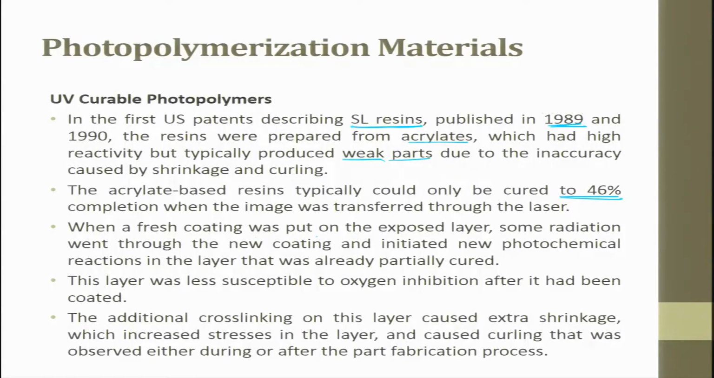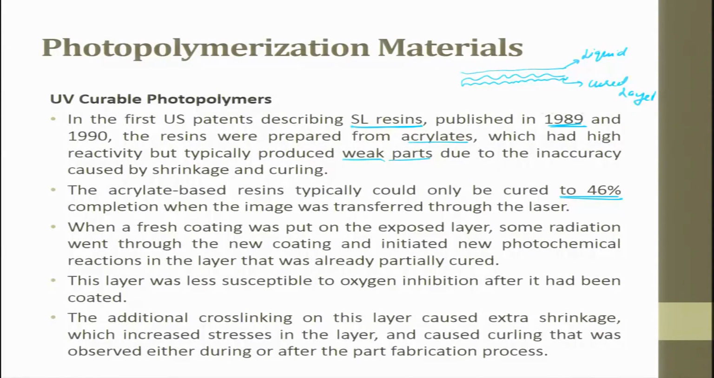When a fresh coating was put on the exposed layer, some radiation went through the new coating and initiated new photochemical reaction in the layer that was already partially cured. So, what we are trying to say is, you had one layer cured, and then on top of it you had a liquid. So, this is a cured layer, this is a liquid on top. When the light is exposed, it tries to form a shrinkage.